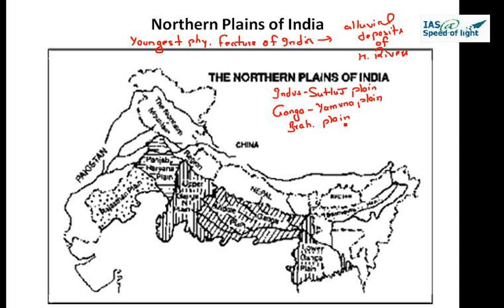Last time we did the mnemonics for the Brahmaputra River and its tributaries. So keep in mind that is going to be very useful for the examination as well. Now, as the name suggests, the Indus Satluj Plain means that this particular part of the plain is drained by the river Indus and Satluj and its tributaries. Similarly, the Ganga Yamuna plain is drained by the rivers Ganga and Yamuna and its tributaries, and same with the Brahmaputra plain.